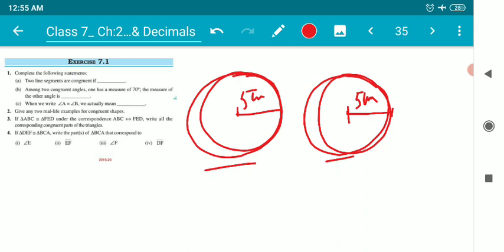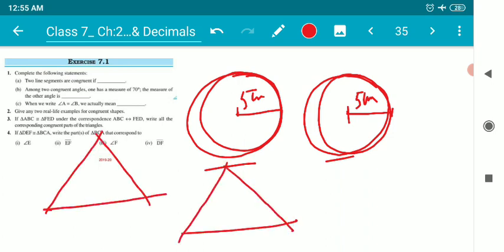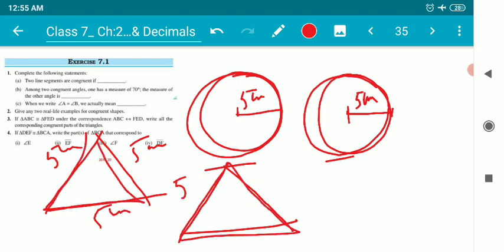All right. Suppose, children, I have taken two triangles of exactly the same measure. This is 5 centimeter, 5 centimeter and 5 centimeter. This is an equilateral triangle. I have taken another triangle of 5 centimeter, 5 centimeter and 5 centimeter. Both the triangles are congruent triangles. They can hide each other.